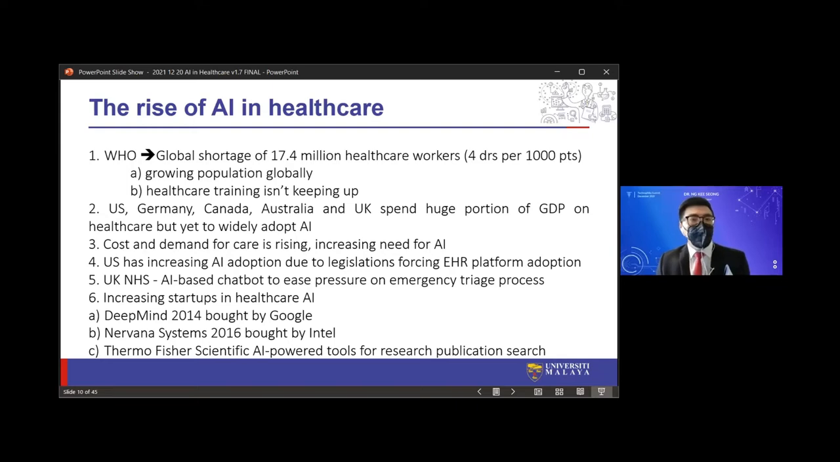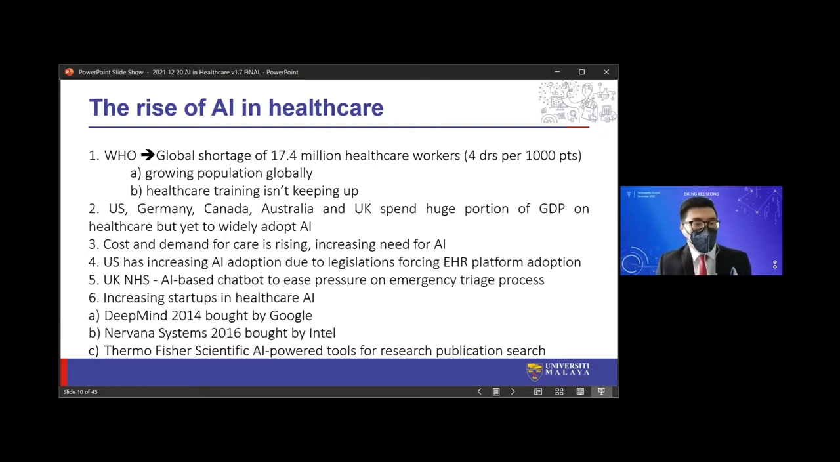Right now itself, we know from published data that the US, Germany, Canada, Australia, and even the UK spend a huge portion of their gross domestic product every year on healthcare. Yet they have not truly adopted AI widely in healthcare. However, with the cost and demand for care rising, especially during the COVID pandemic, there is a clear increasing need for AI.